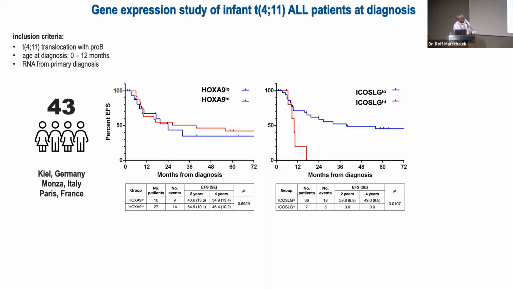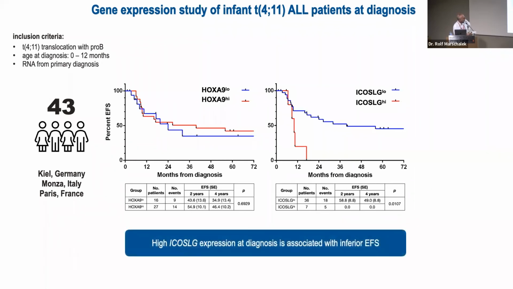But when we separate it according to ICOS low and ICOS high, we get a very strong separation of these patients. So ICOS high means that these people are not surviving. So from this data, we can conclude that high ICOS, this checkpoint expression here at diagnosis already, is really predicting an inferior outcome.